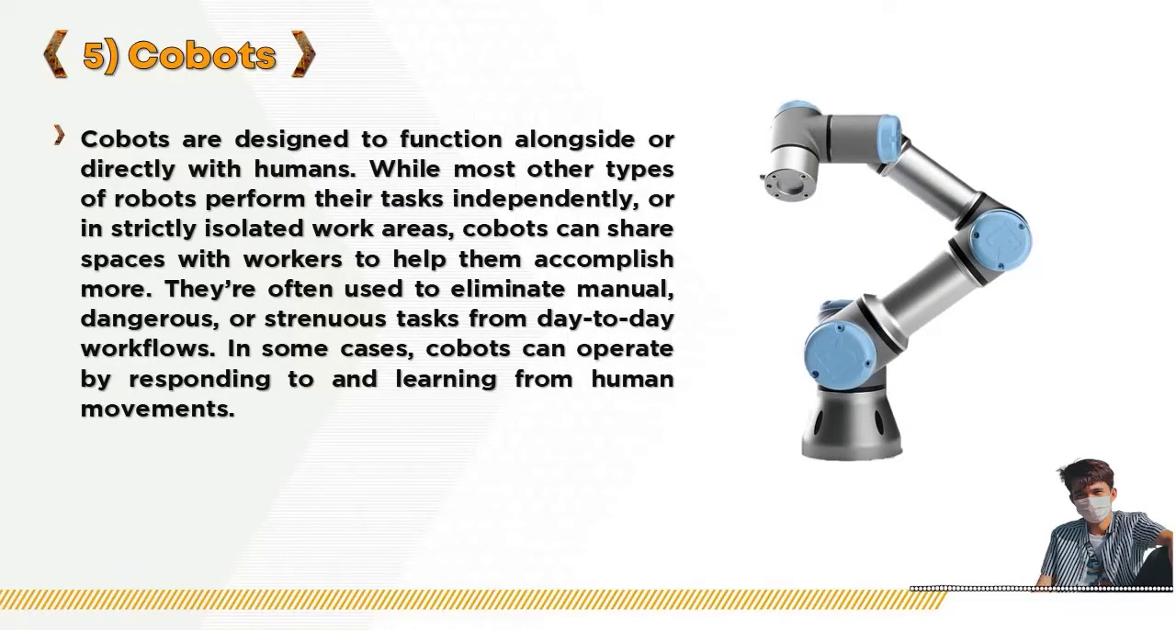Fifth is the cobots. Cobots are designed to function alongside or directly with humans. While most other types of robots perform their tasks independently or in strictly isolated work areas, cobots can share spaces with workers to help them accomplish more. They're often used to eliminate manual, dangerous, or strenuous tasks from day-to-day workflows. In some cases, cobots can operate by responding to and learning from human movements.